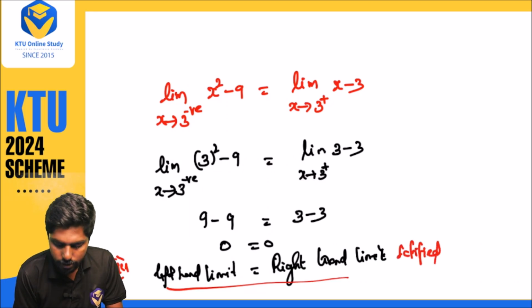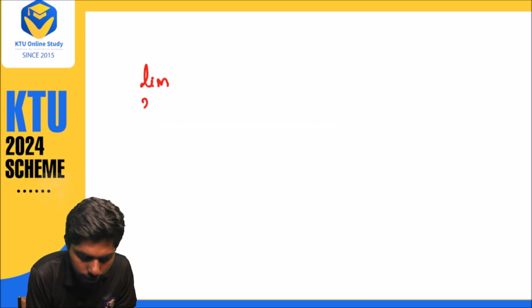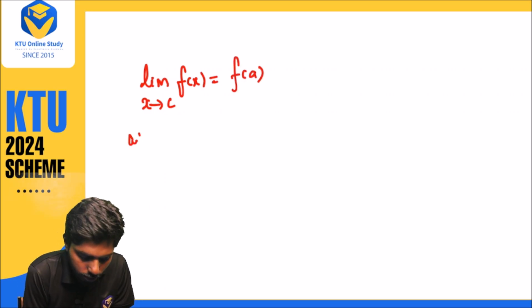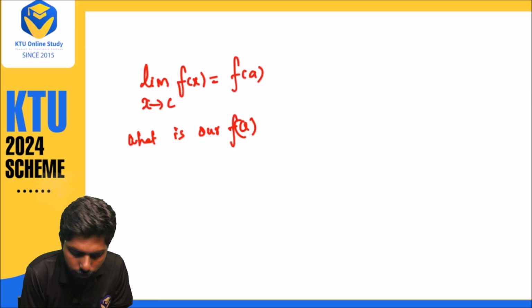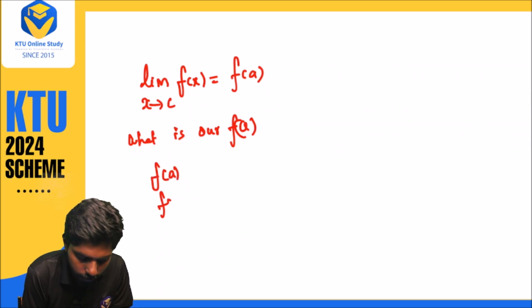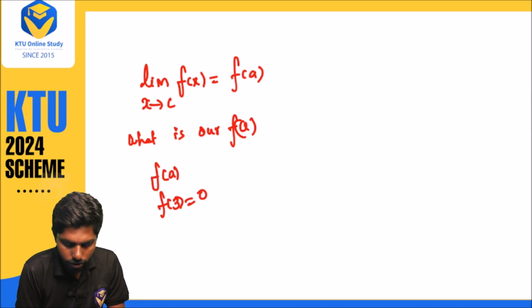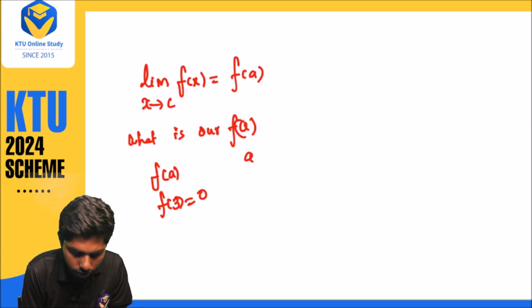Second condition satisfied. So what about the third condition? The third condition is limit x approaches c, f of x is equal to f of a. So what is our f of a? F of a is nothing but f of 3, which is equal to 0. That is a equal to 3, that is x is equal to 3.